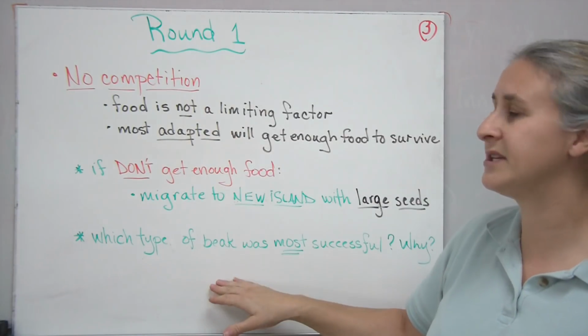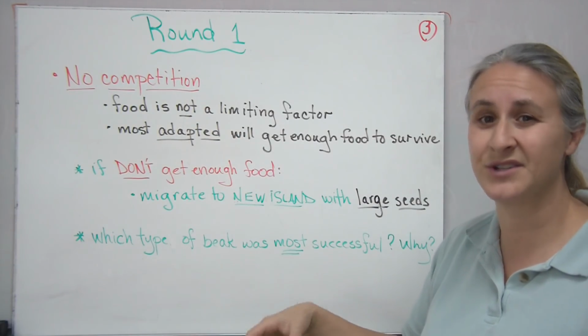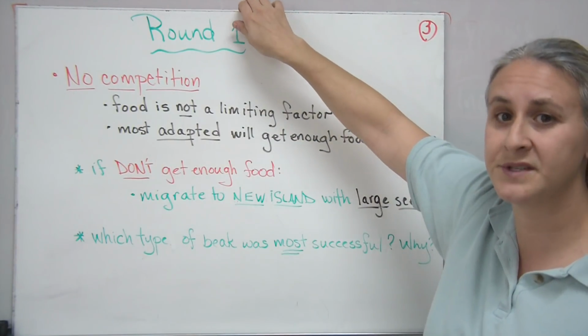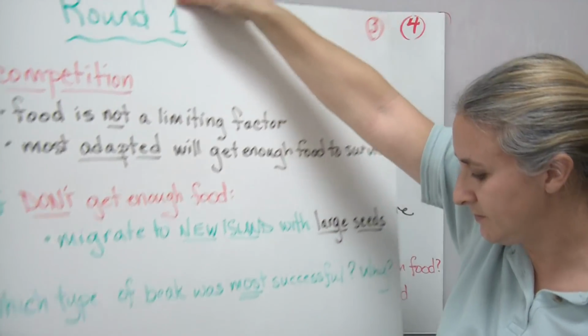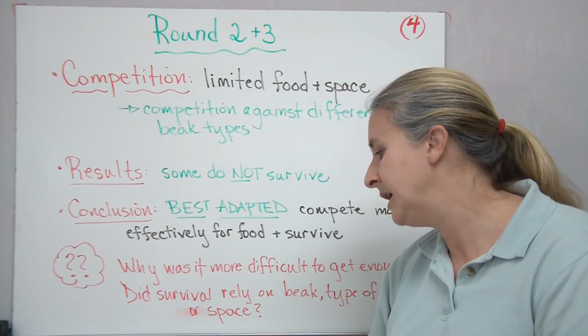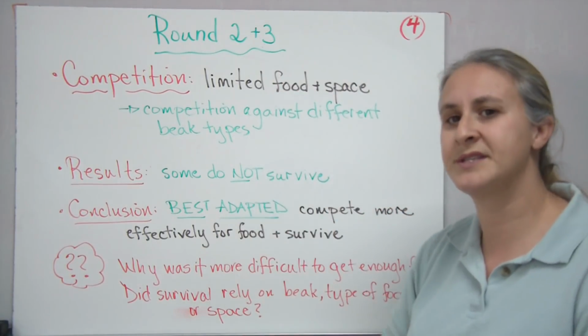So when we had no competition and food was not a limiting factor, neither was space or anything like that, it seems like most of the time the forceps were pretty well adapted. If you survived this round, you got to move on to round 2. And round 2 and 3 were very similar to each other.